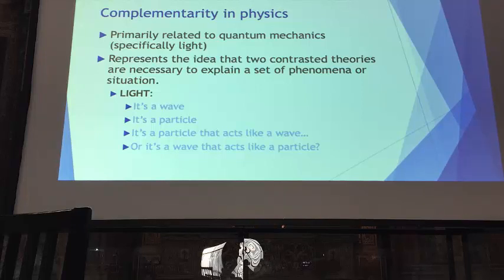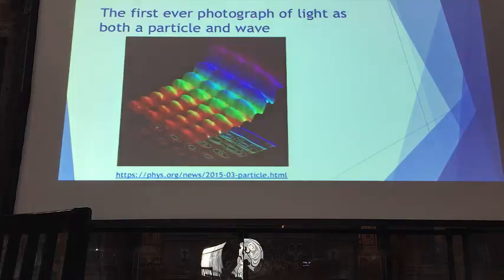The thing about light is that there are two contrasting theories. And I'll take each of these, but basically, is it a wave? Is it a particle? Is it a particle that acts like a wave? Or is it a wave that acts like a particle? This is just a really cool picture from relatively recently, considered a photograph of light acting as both a particle and wave. Don't ask me any information of how they actually took that picture. I just thought it was cool.